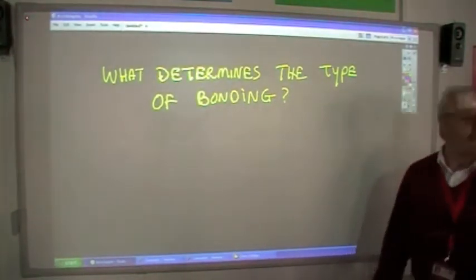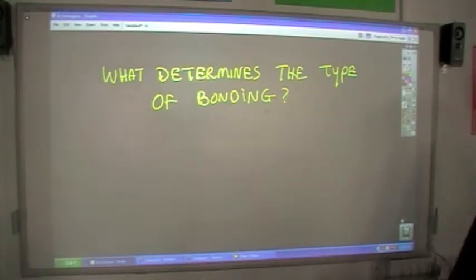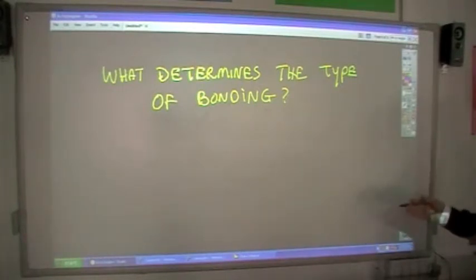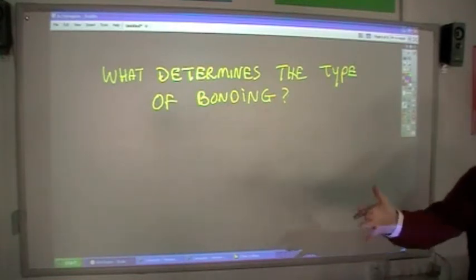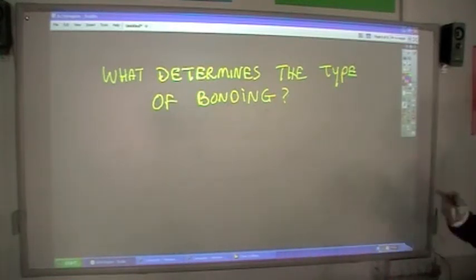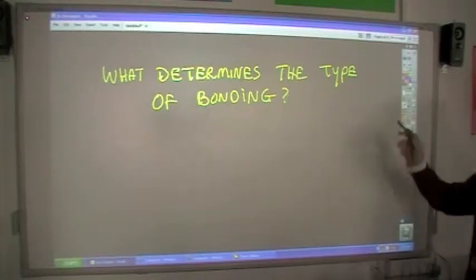Okay, so we've seen that if you have a metal with a non-metal, that gives you ionic bonding in principle. Two non-metals gives you covalent bonding. But the real important question is, why is it like that? What is it about a metal that makes it bond ionically with a non-metal, whereas two non-metals can bond covalently? So what's the underlying property is the question here.